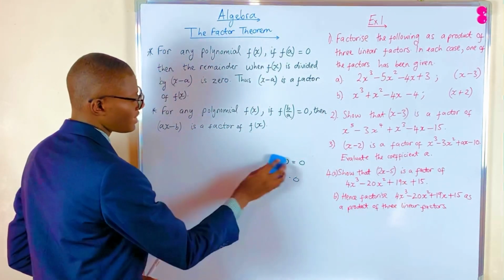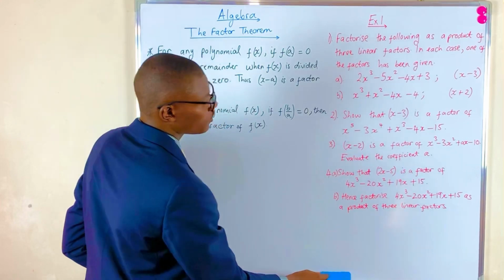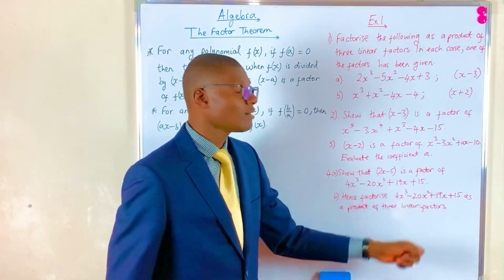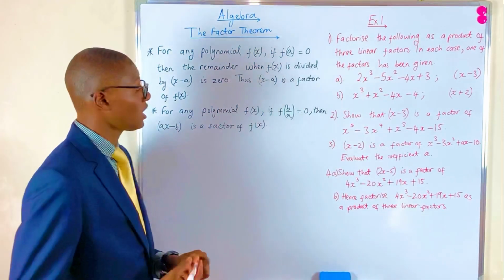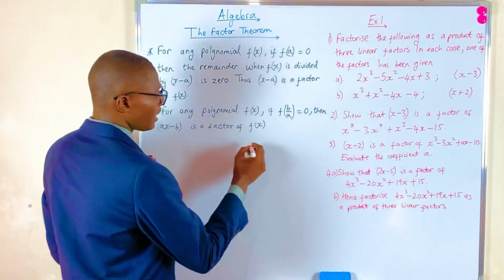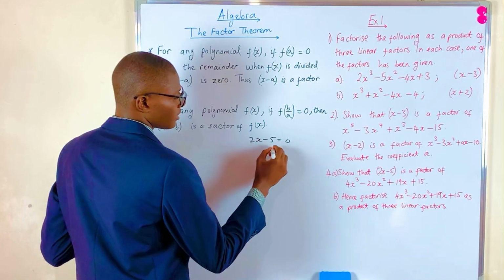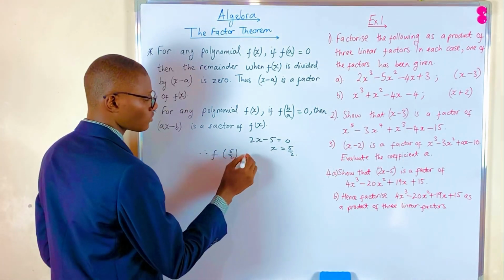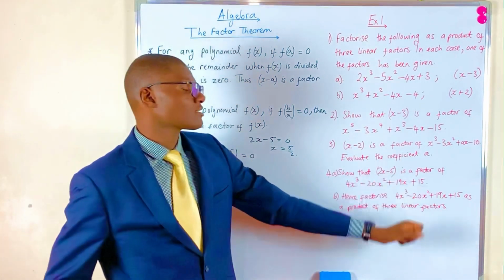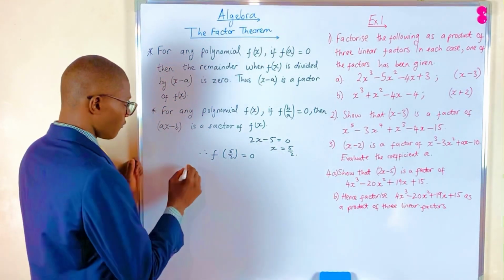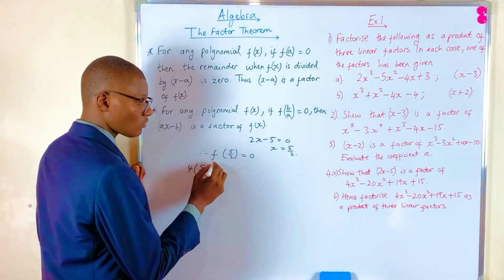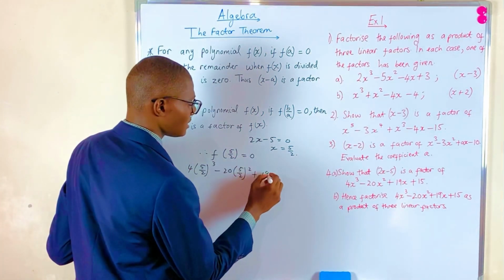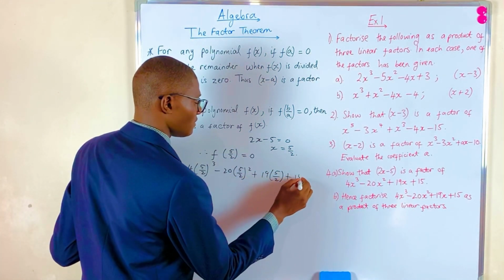Number 4, first part says, show that 2x minus 5 is a factor of 4x to the power 3 minus 20x squared plus 19x plus 15. So if 2x minus 5 is a factor and we let it be equal to 0, this implies that x will be 5 over 2. So therefore, f of 5 over 2 should be equal to 0 if 2x minus 5 is a factor. So now we shall say 4 times 5 over 2 to the power of 3 minus 20 times 5 over 2 squared plus 19 times 5 over 2, then plus 15.